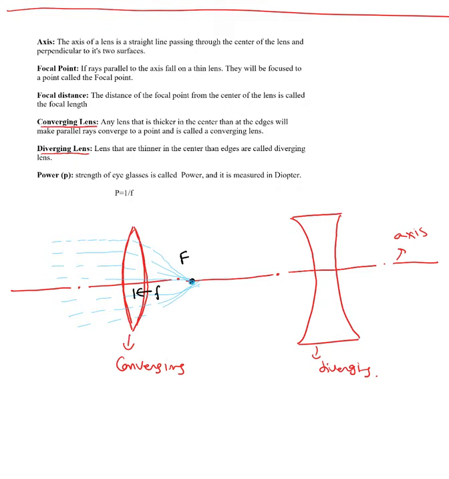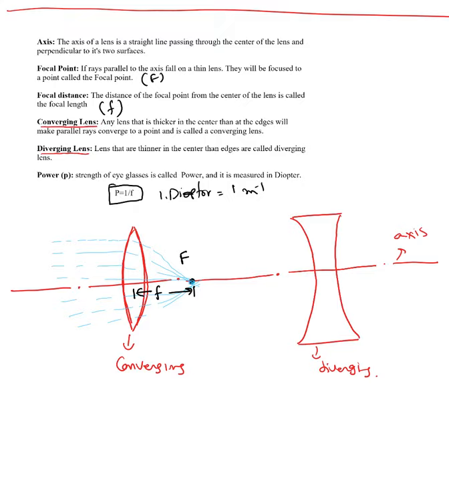From the center to the focal point, we call that focal length. Usually, focal point we indicate with the capital F, focal distance or focal length we indicate with small f. Now, power of this lens is measured in diopter. Okay, that power is nothing but 1 over focal length. So 1 diopter equals 1 meter inverse. Focal distance, we covered converging lens, diverging lens, and power of a lens.